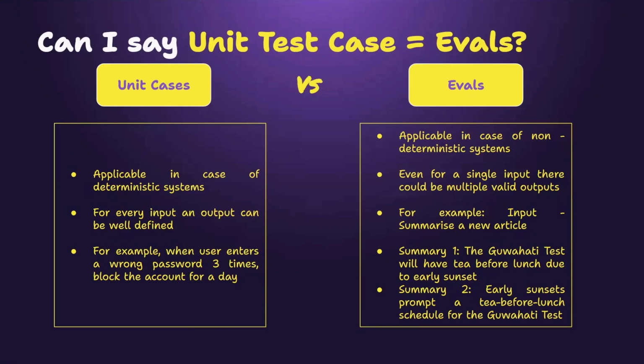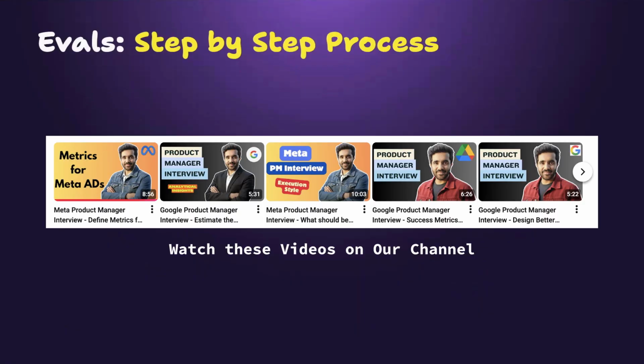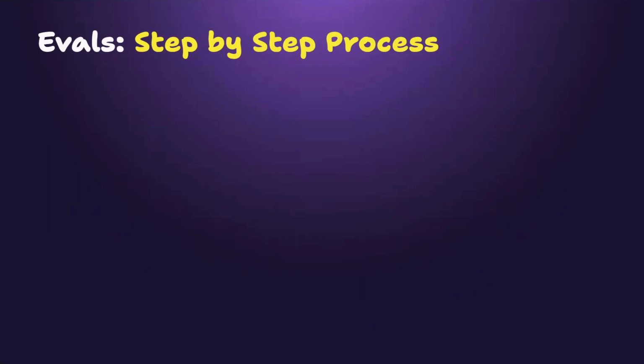For example, if you created a system which can summarize any news article provided to it, there could be different right outputs for a single input. For example, these are two valid summaries for a news article. A, the Guwahati test will have tea before lunch due to early sunset. And the second right summary could be, early sunsets prompted tea before lunch schedule for the Guwahati test. Now, we have understood why evals are necessary to evaluate AI systems and why they are different from unit test cases. So let's move on to understand evals in much more detail.